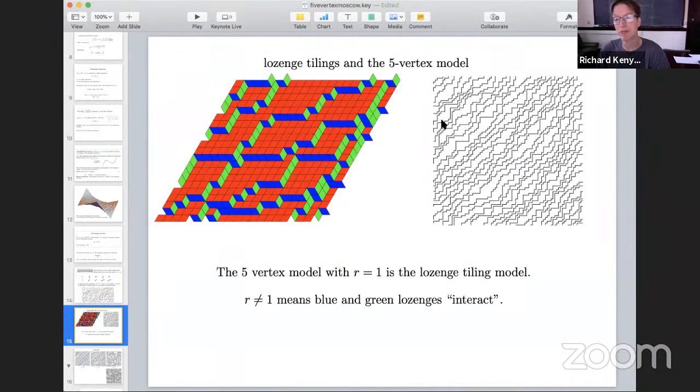Here's how you can think about the lozenge tiling as a lattice path model. Well, if you just look at this picture and you think about the path consisting of green and blue lozenges, they sort of make this northeast going lattice path, and you sort of project it in the right direction and you'll see this lozenge tiling. So when R is not equal to one, it means that the blue and green lozenges have some interaction. Either they prefer to be adjacent if R is bigger than one, or they don't like to be adjacent if R is less than one.